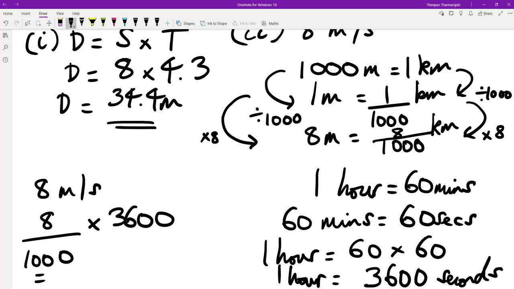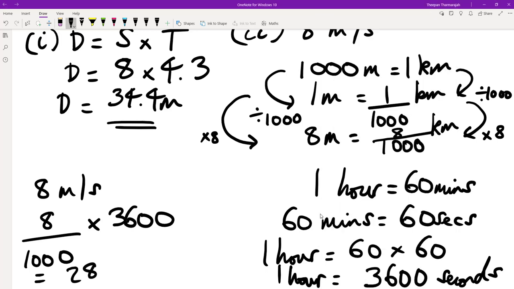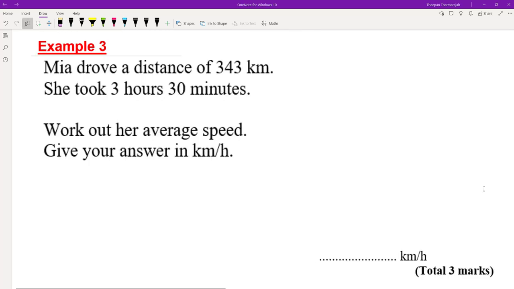Now that will give me the answer for converting it to kilometers per hour. So I get 8 over 1,000 times by 3,600, which is 28.8 kilometers per hour. Here's a question for you to try. You can pause the video, and when you're done, I will go through my worked solution.